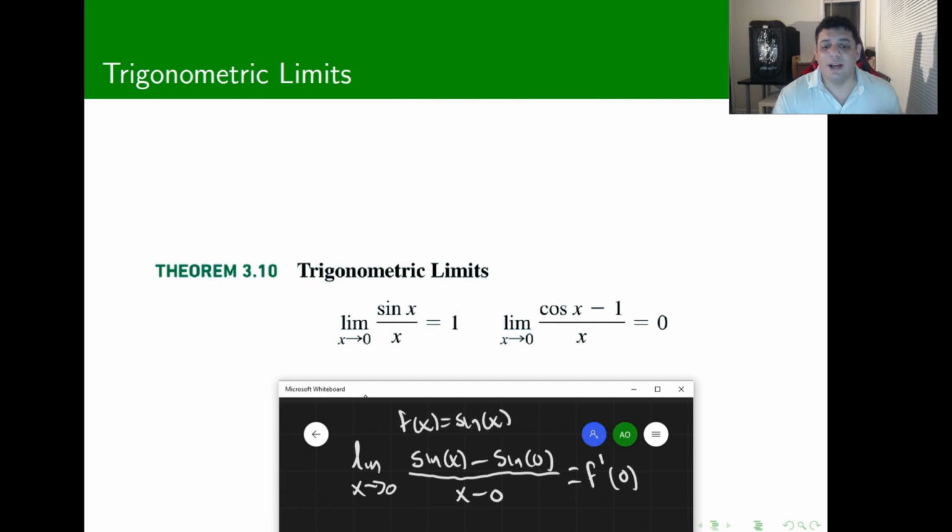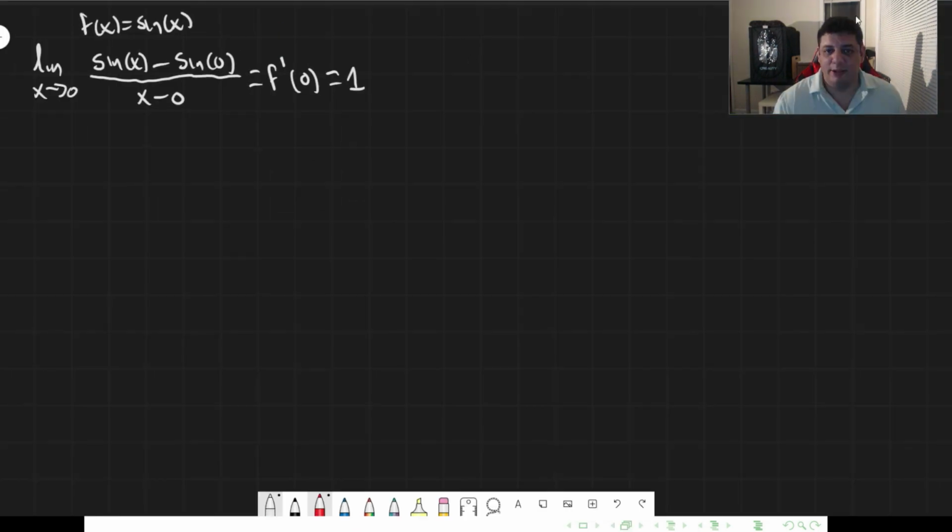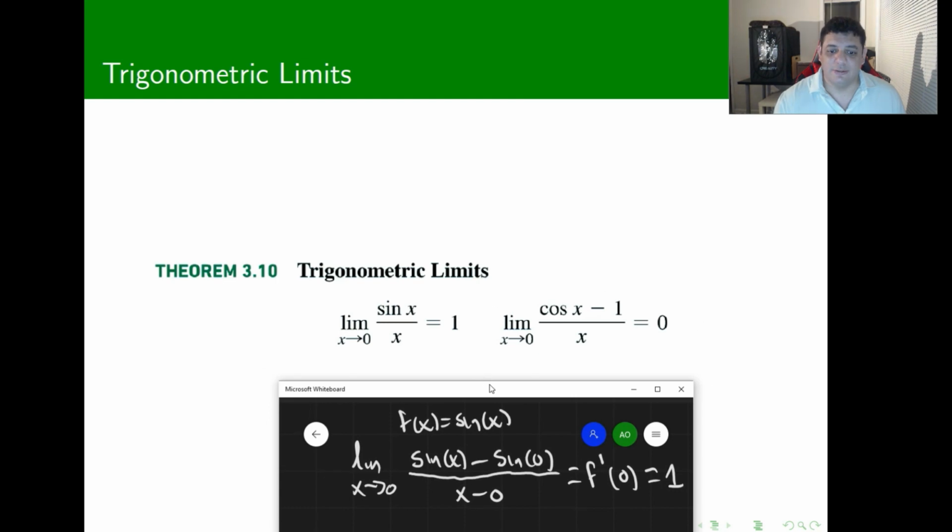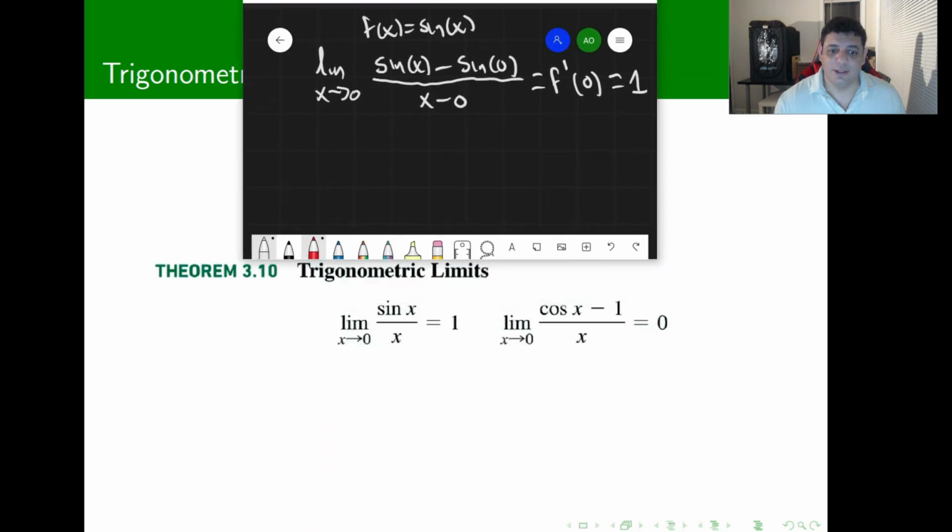So we're analyzing what the derivative is at 0. And it turns out that that's going to be 1. Okay? So the slope of the tangent line at x equals 0 is just going to be 1. And that's going to make sense in a little bit. At this point, probably you cannot see where I'm going with this. The other limit has the same situation.